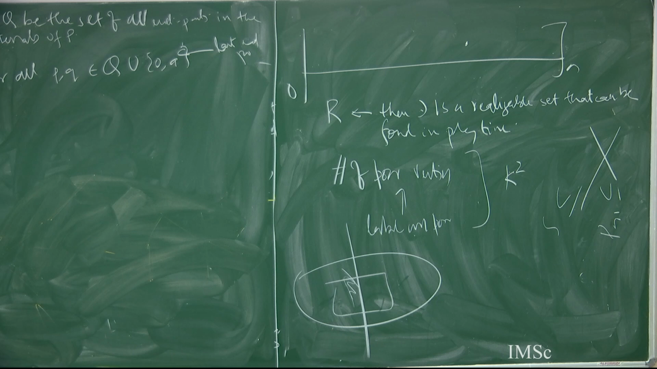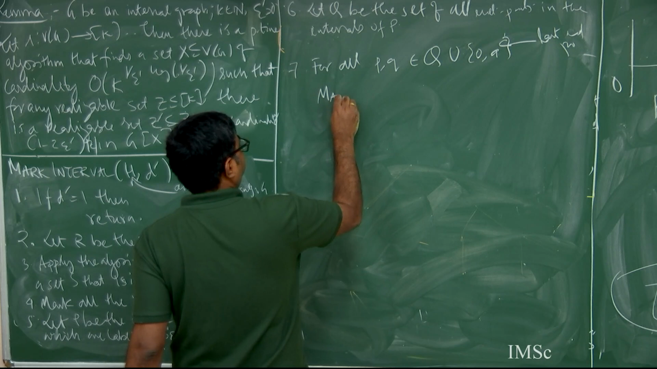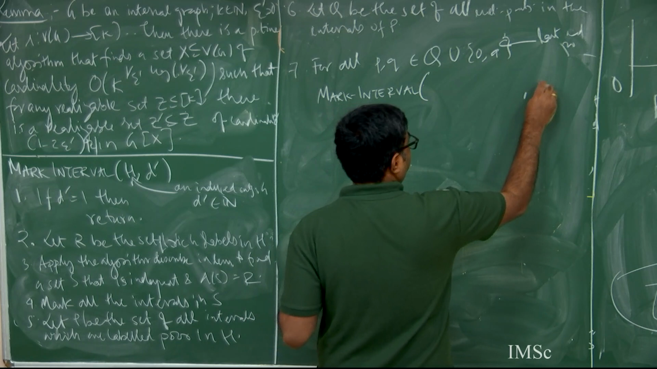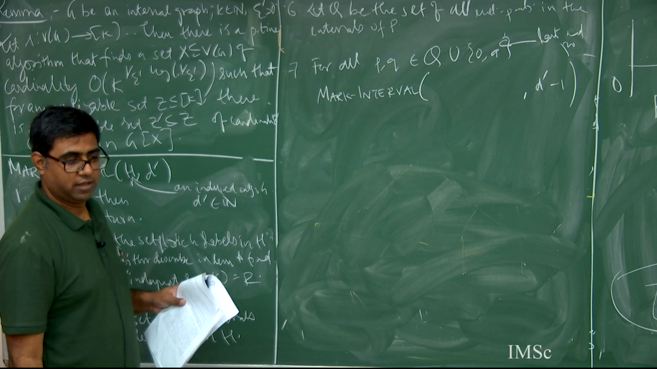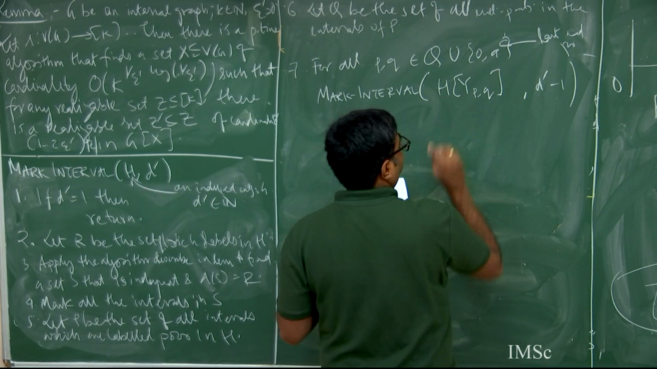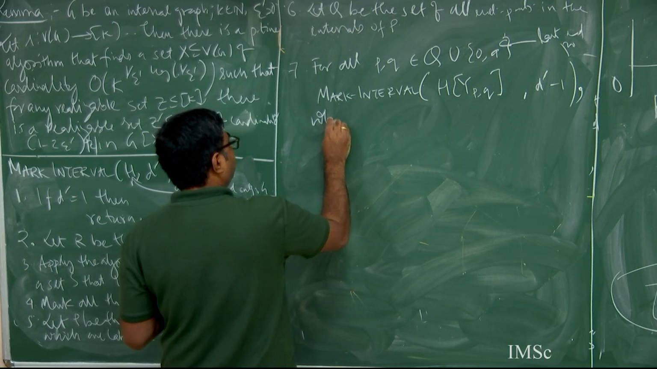So now we are going to call Mark Interval on what? It's a recursive procedure. So Mark Interval, where, first of all, I'm going to give it depth one less. And this is nothing but H, Y, p, q. Let me define what this means, where Y(p, q) is a set of intervals.